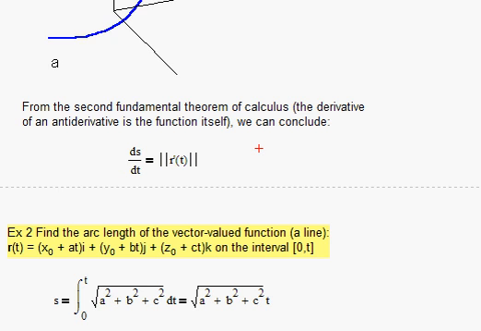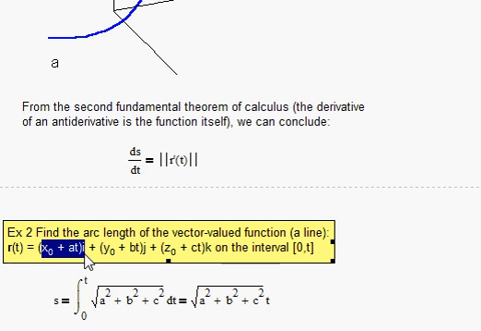Here's a quick example. Would you like to see an example? Okay, so we'll look at an example. Find the arc length of the vector valued function, which is just a line, r of t equals x0 plus at i plus y0 plus bt j plus z0 plus ct k, on the interval from 0 to t.